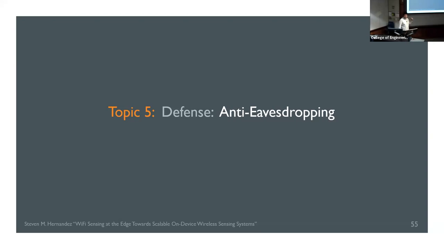We propose something called an anti-eavesdropping system. So let me reiterate. There's actually two sets of devices that we care about. We have a set of allowed devices, and we have a set of disallowed devices. So the disallowed are the eavesdroppers. The allowed are the ones that are performing some sort of sensing, like fall detection or whatever application we want to bring into our own homes.